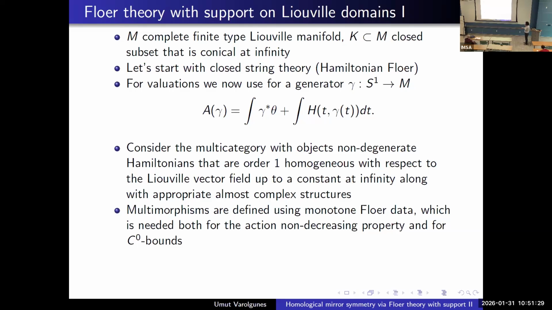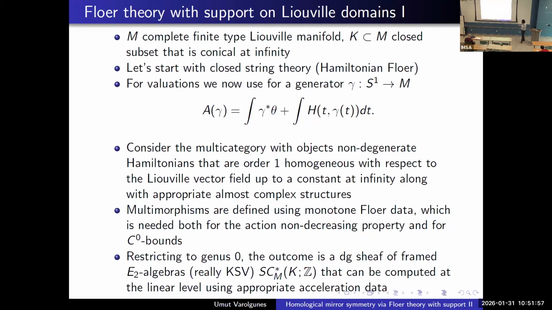But you choose some kind of closed one form that gives you a coordinate on the Riemann surface, and along that coordinate, your functions are supposed to be increasing. And that achieves this non-decreasing valuation property. So that's neat. In this context, it's needed for two purposes: this action non-decreasing property, but you also need it for the maximum principle, C0 bounds.